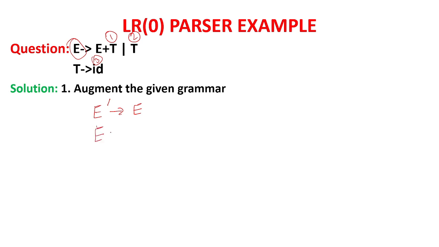And then write the remaining grammar as it is: E produces E plus T or E produces T, T produces ID. So this is the augmented grammar. I have only added the extra production, that is E dash produces E. This is nothing but augmentation.